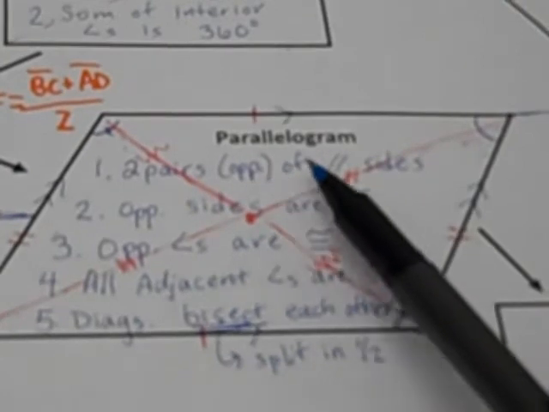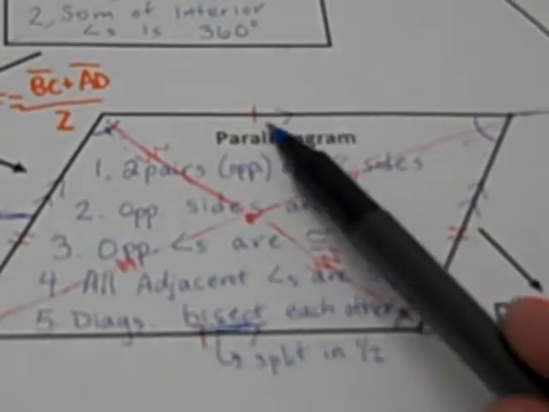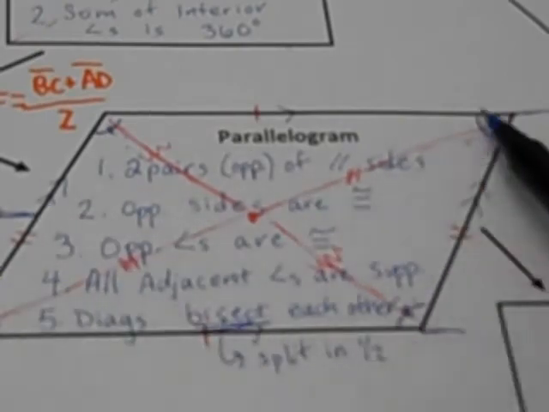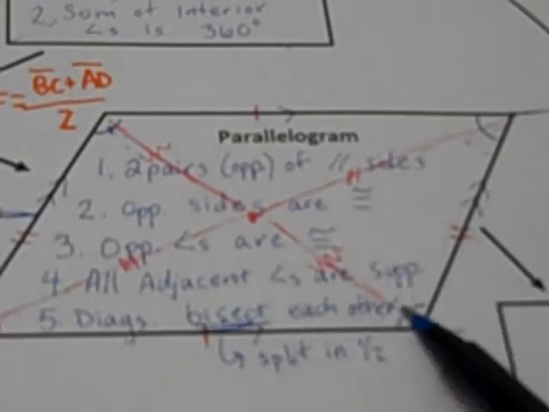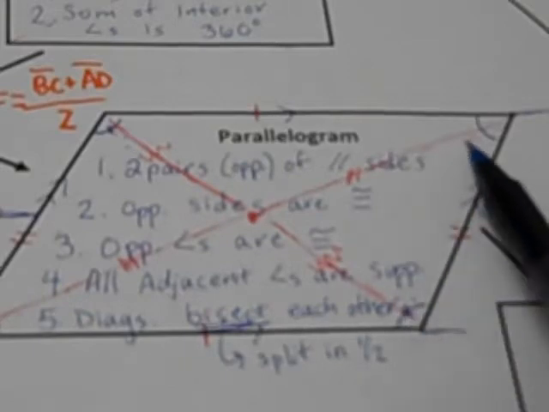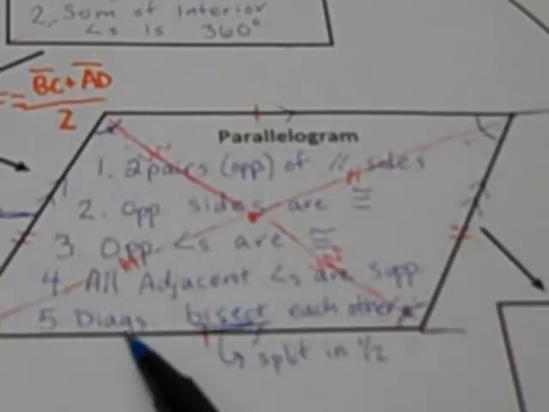More specific one is the parallelogram. In a parallelogram, the opposite sides are both parallel and congruent, going across the shape in both directions. The opposite angles are congruent, those two and those two. All adjacent angles are supplementary, right? This angle to this angle, supplementary. This one to this, supplementary.